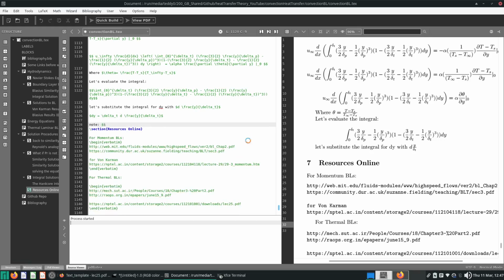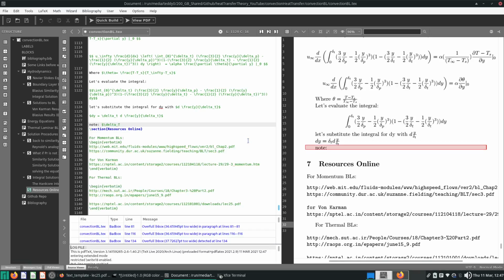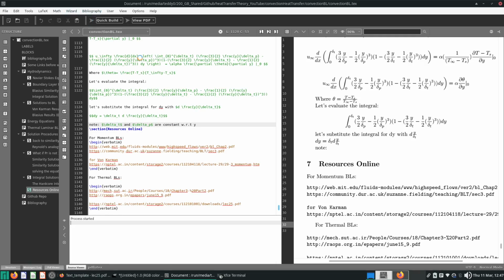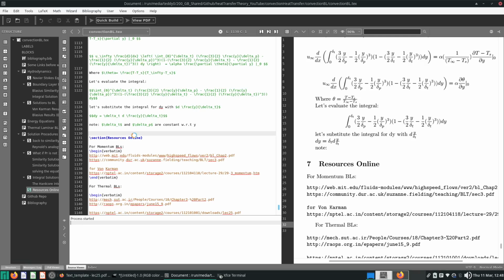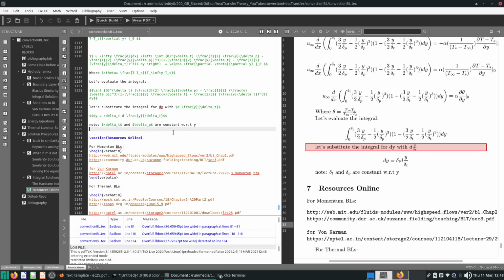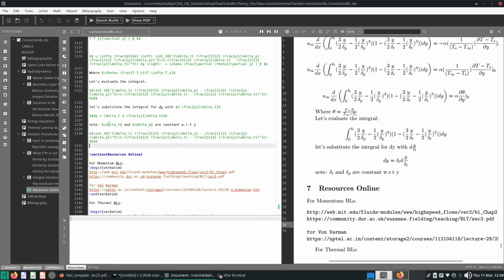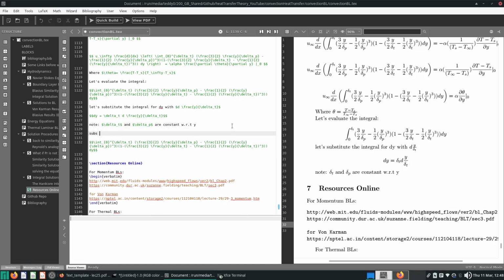Note delta t and delta p, both boundary layers are constant with respect to y when you fix x, because delta t and delta p are only functions of x, and we're not dealing with x here, so it doesn't really matter. So let's just substitute this into our equation, the change of variable. It should be a lot better.